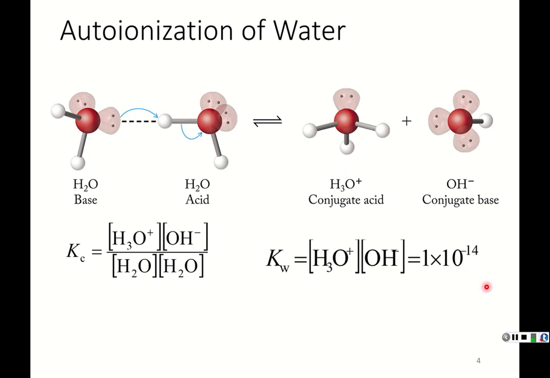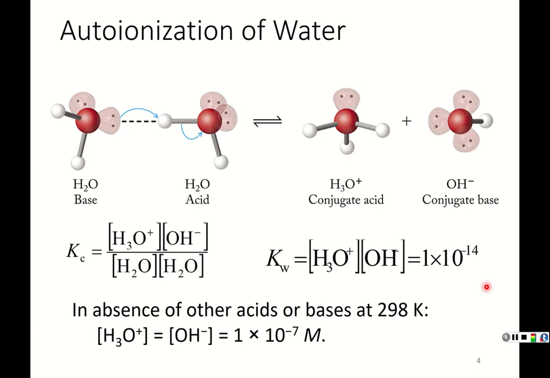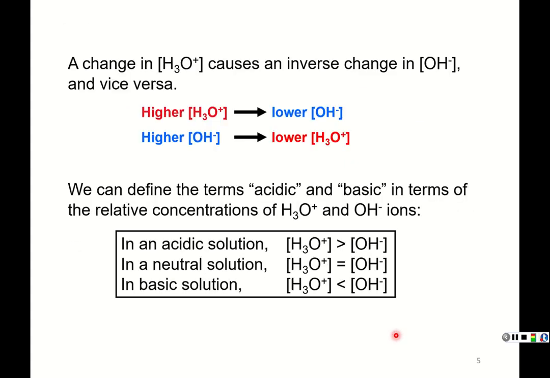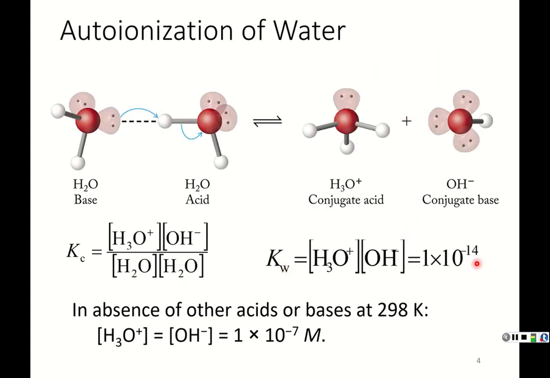This is where we're going to get pH from. In the absence of other acids or bases, these two concentrations would equal each other, and they would be 1 times 10 to the minus 7th. A change in the hydronium ion concentration causes an inverse change in the OH minus concentration, based on this equation. So if this one goes up, this one has to go down, and vice versa, because the product of them has to be 1 times 10 to the minus 14.